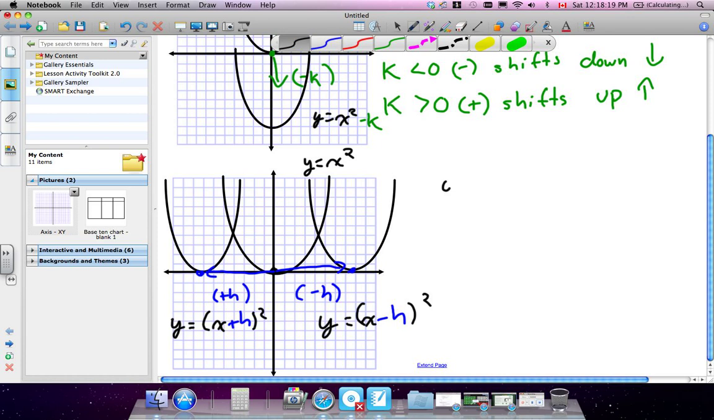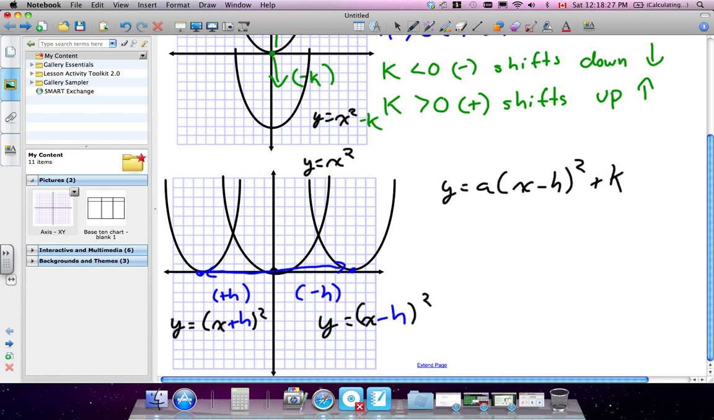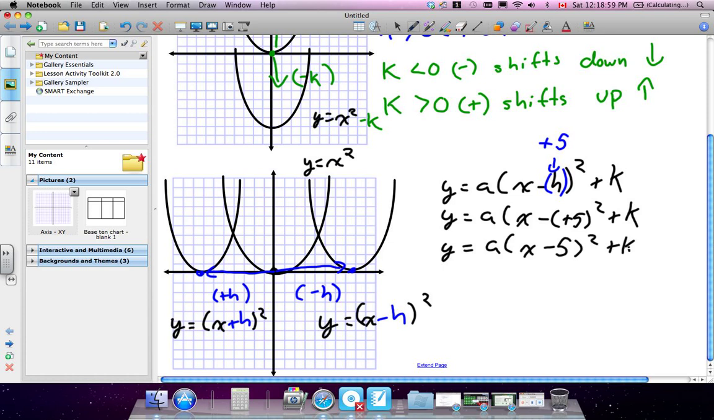The reason it looks backwards is because our equation says y equals a(x minus h) squared plus k. So if I get the number positive 5, and they say I'm moving it 5 to the right, when I substitute positive 5 in for h, I get y equals a(x minus positive 5) squared plus k. It's because our formula has a negative there. So we have x minus 5 squared plus k.